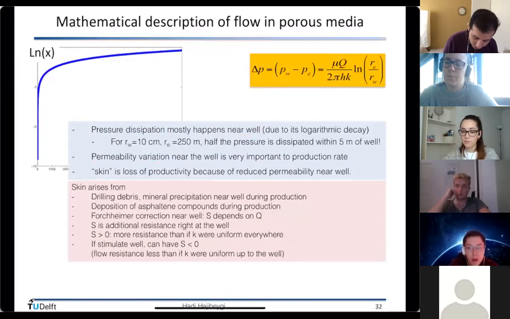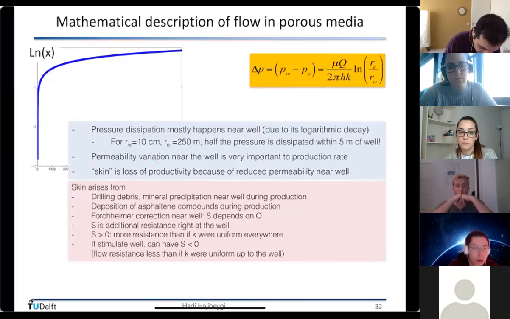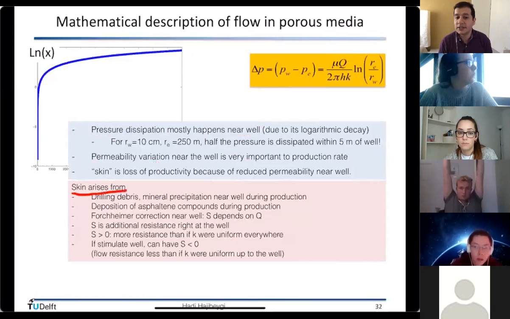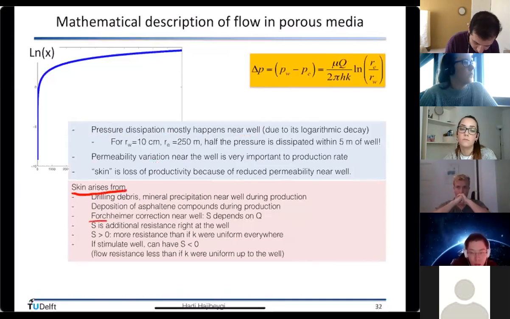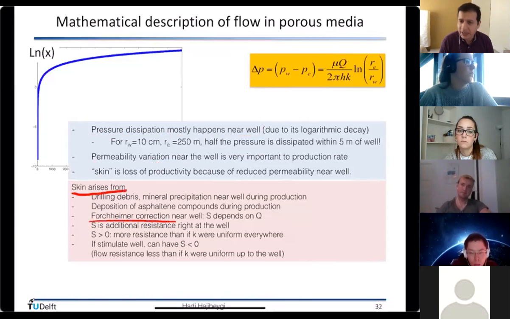So the last words: there are many reasons for a skin to happen. The productivity at the well can be complicated. Drilling debris, and there are so many other types of Forchheimer effects as well. Kinetics also causes a drop of the pressure potential. And there are many schemes, many technologies that allow us to enhance the productivity and the injectivity through reactive transport processes and many other advanced technologies, which are not in the scope of this course.